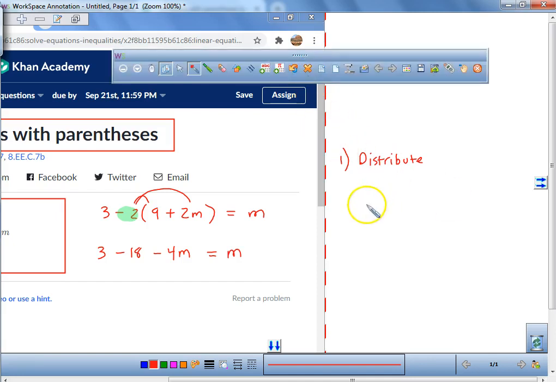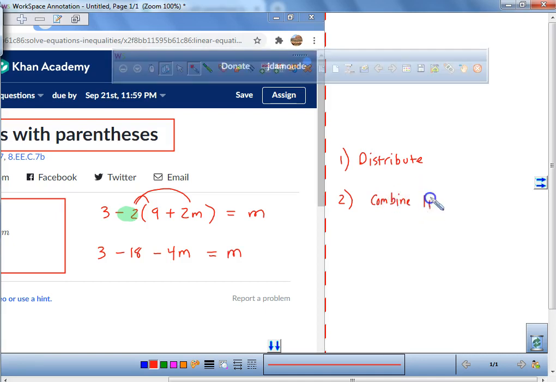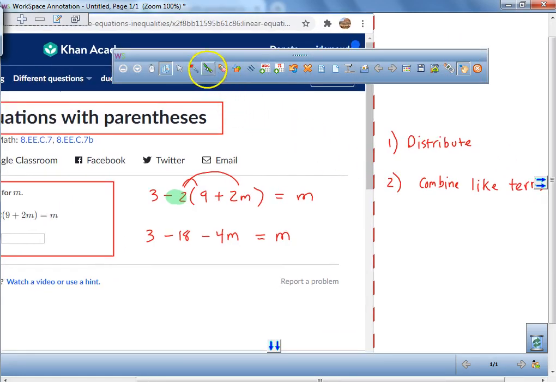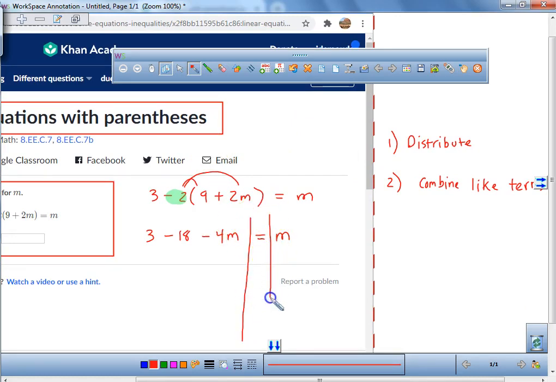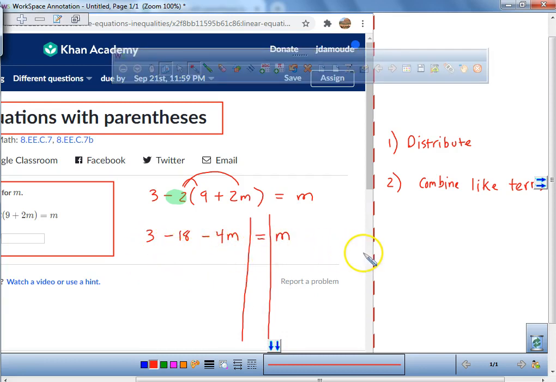All right, now the next thing we're going to do is we're going to scan this. We're going to combine like terms. I'm going to put combine like terms. All right, now we got to scan. Now make sure you know you can't combine terms that are on opposite sides of the equal sign. You can only combine terms on the same side of the equal sign.